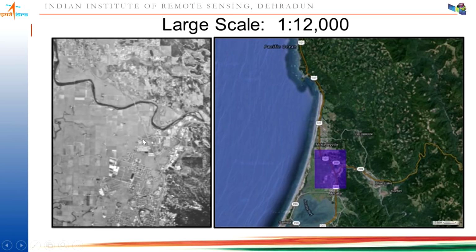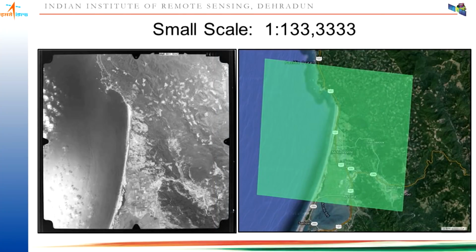In a large scale map, the small area is shown and all the features are clearly visible. Okay, you can see this is 1 is to 12,000 scale, or here we are saying large scale, compared to 1 is to 1,33,000 scale. Okay, so here the very large area is represented and all the finer details are not visible.